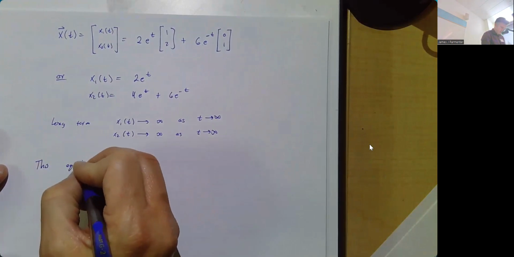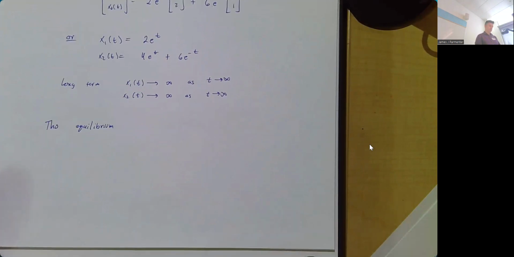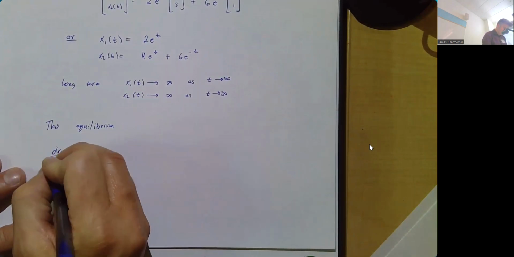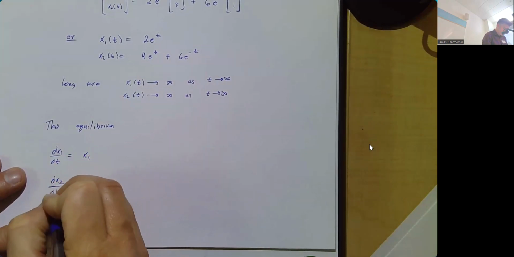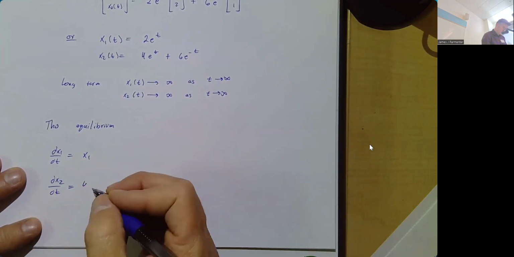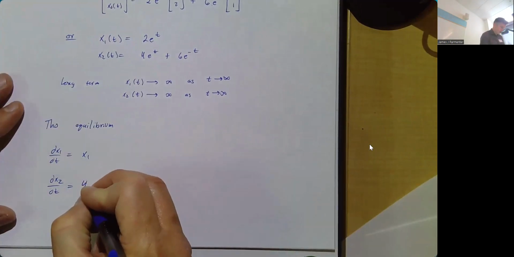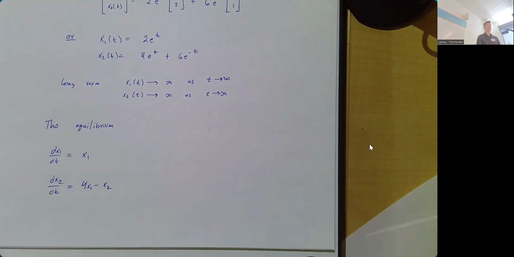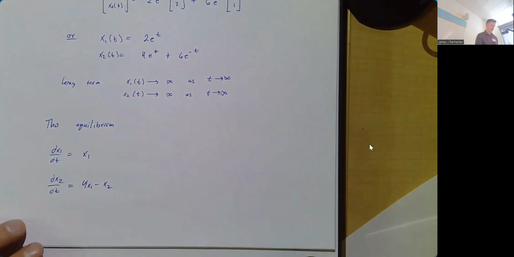what is the equilibrium? Let's go back and look at our differential equations. We had dx1/dt equal to x1 and dx2/dt equal to 4. Nope, not 4, sorry. I lost my spot here. Let me just look over here. Thanks. 4x1 minus x2. Yeah, it should have been 4x1. I think I accidentally wrote x2 and then scratched over with an x1 there. I know, it was terrible.